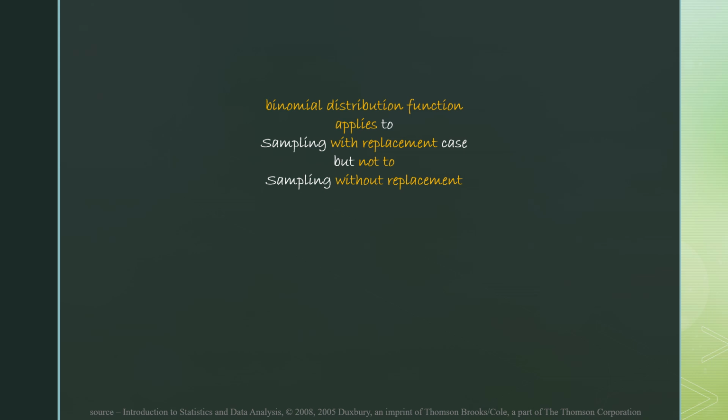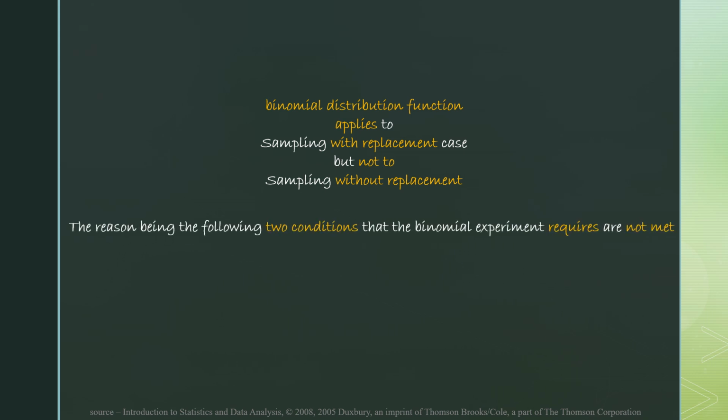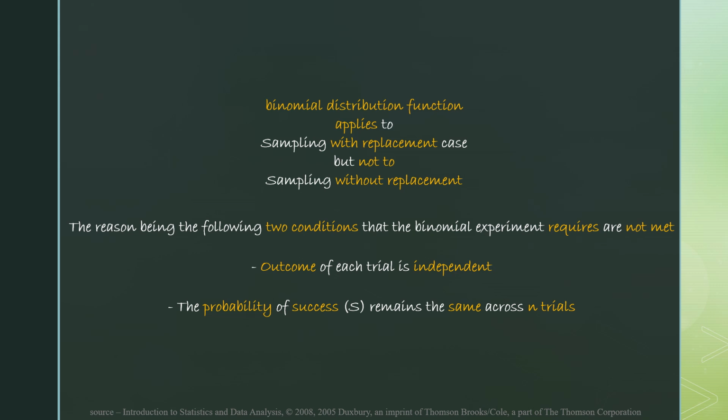Binomial distribution function applies to the sampling with replacement case, but not to the sampling without replacement case. The reason being, the following two conditions that the binomial experiment requires are not met. 1. Outcome of each trial is independent, and 2. The probability of success remains the same across n trials. Both of the above two conditions are affected when sample data elements are not replaced back in the population.